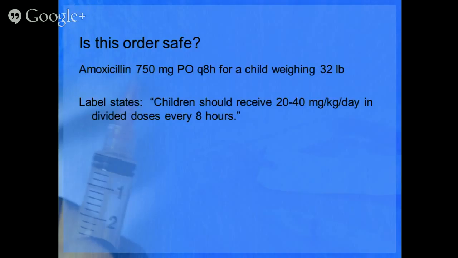What is our ordered dose now? It's 750. How many times a day? 3 times. What's 750 times 3? 2250. Would we give this to a child? No, because our one initial dose is more than what they should get per day.